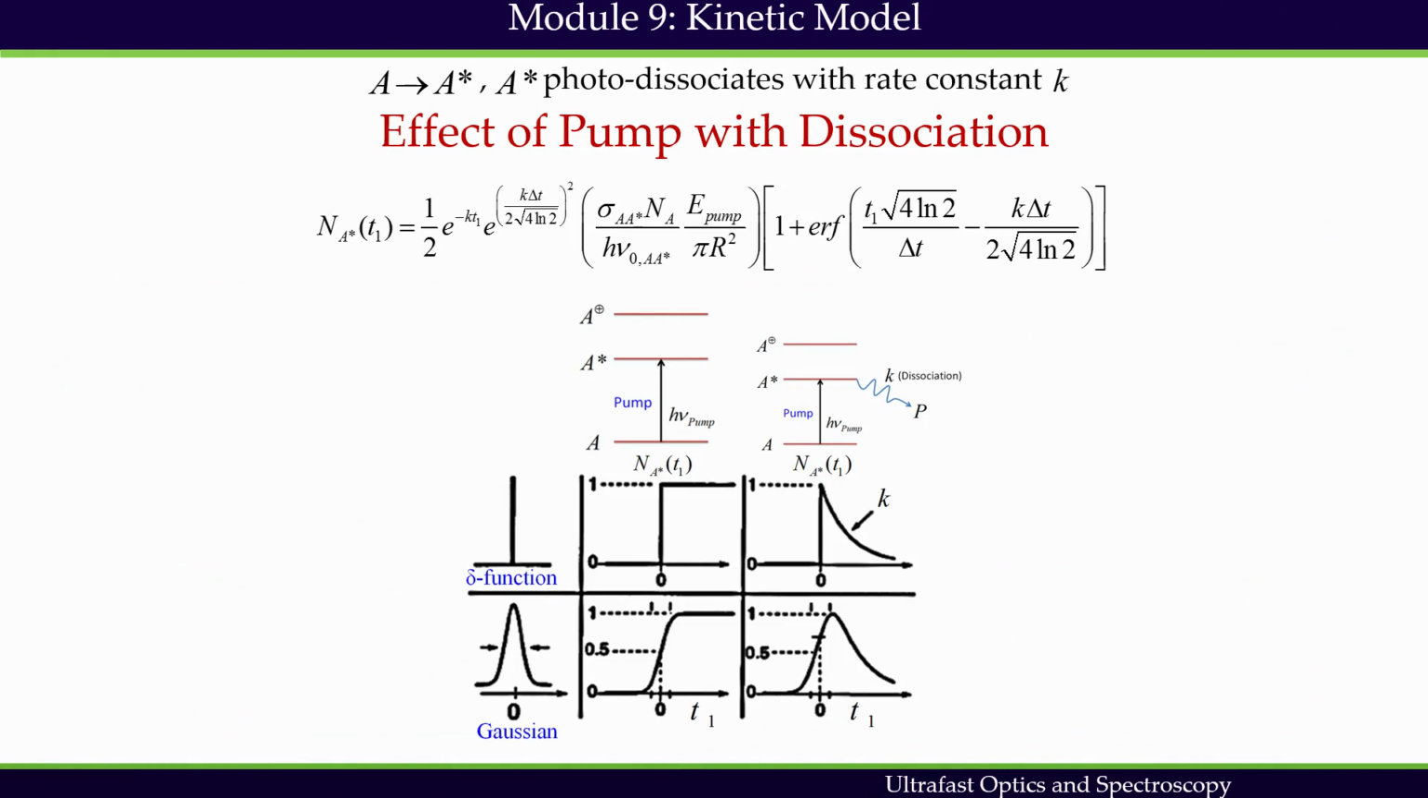This is now plotted. Our previous situation was the effect of pump. Now we are considering pump plus photodissociation, both acting together. In that case, if I have a pulse exciting the molecules to the excited state, we see that the early part of the time is dominated by the error function, just like the one which we have here, but the later part is dominated by the decay constant.